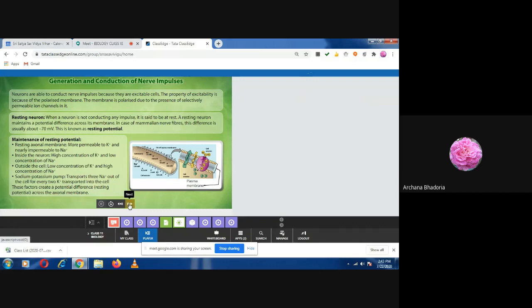And neurotransmitters are present where? Where are the neurotransmitters present? In the synaptic cleft? Think. You have done this last year.